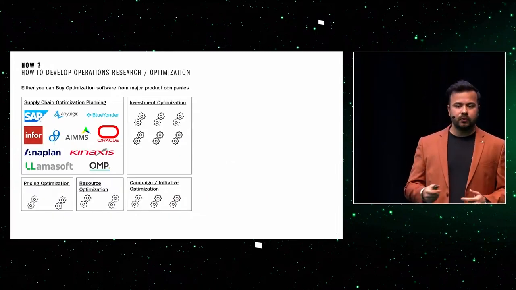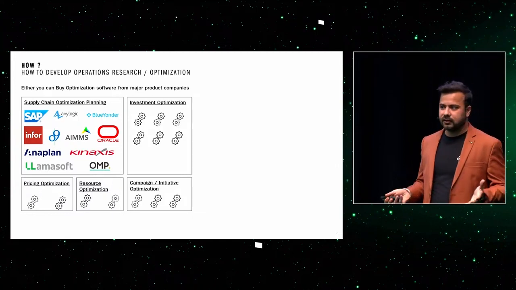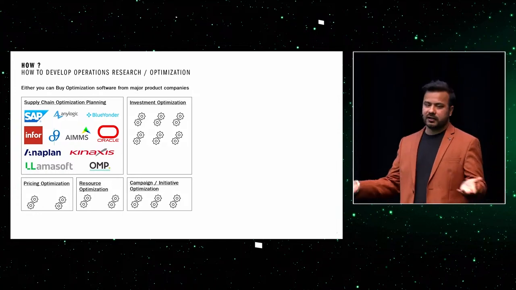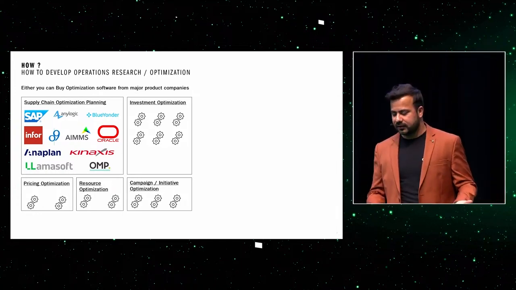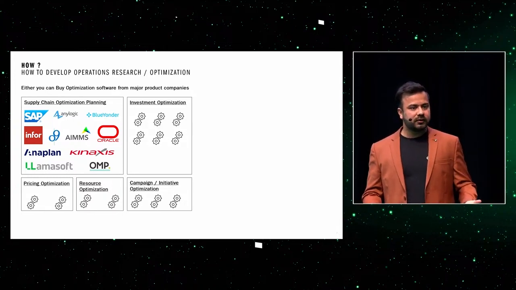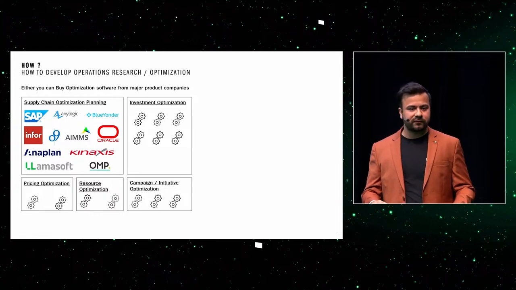Now that we know what optimization is, why it is needed, and where it is implemented, since we are at a dev conference, we should also understand how to develop optimization. There are two ways to go about it. First, we can directly buy these optimization software products from the market.